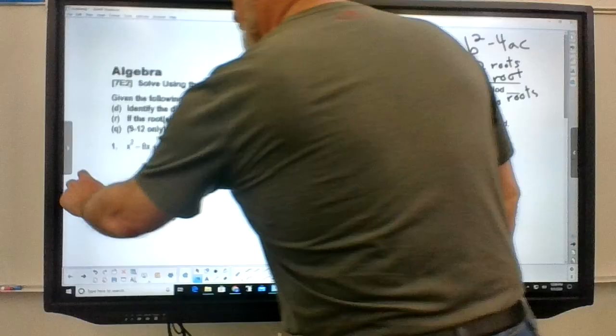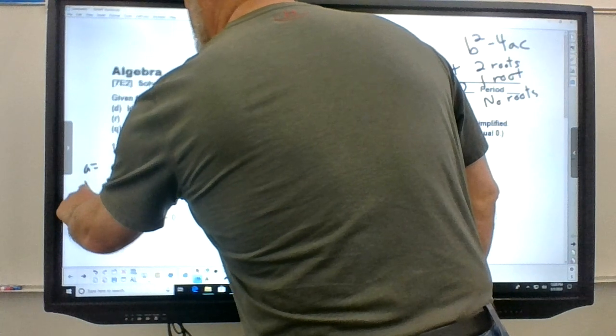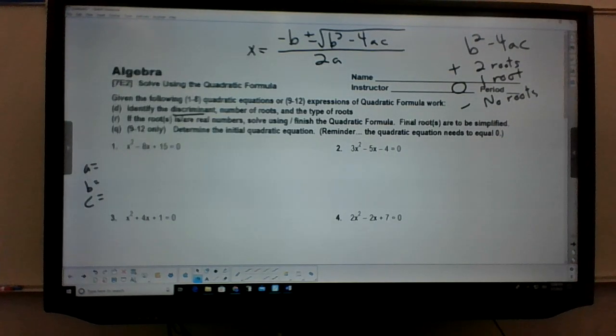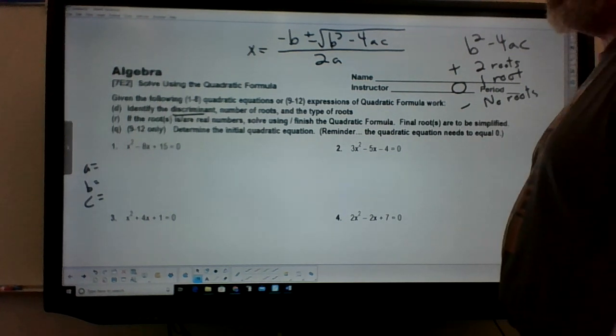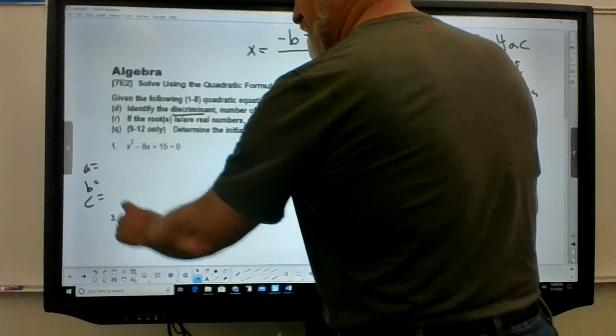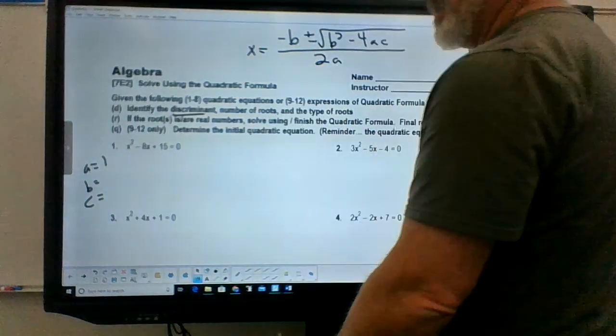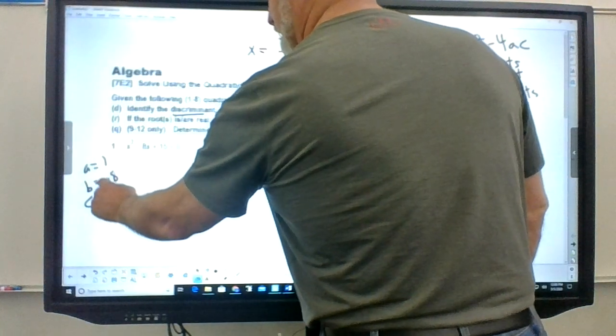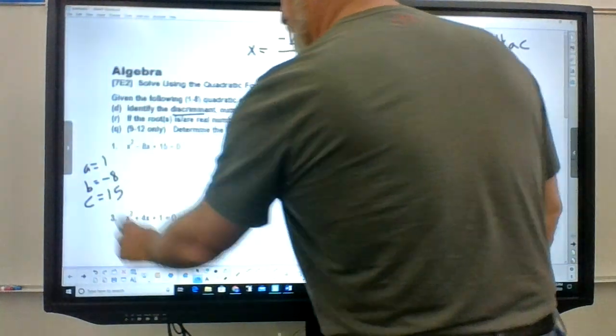First of all, what you need to understand is what is A, what is B, and what is C. If you cannot name A, B, and C, you are in lots of trouble doing this. Again, A is the number in front of the x squared term, which is 1 in this case because there's nothing there. We can always put a 1. B is negative 8, and C is 15.